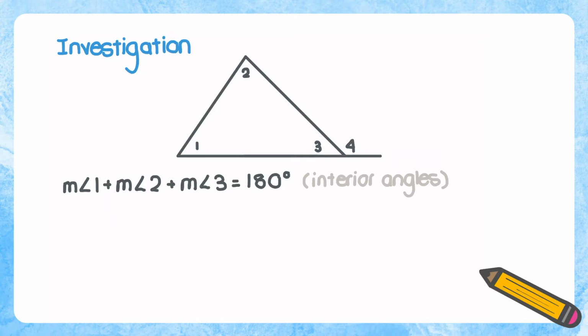And I also noticed that I have supplementary angles here. Angle 3 and angle 4 are supplementary, which means that they add to 180 degrees. So the measure of angle 3 plus the measure of angle 4 equals 180 degrees. And we're using the idea that these angles are supplementary to each other.